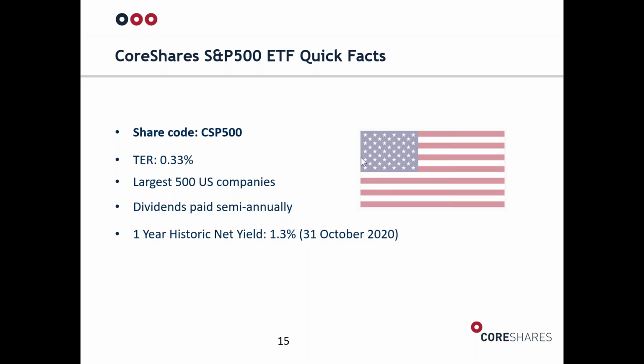So that 33 basis points would be sort of dripped off the value of your ETF every day over the whole year. It doesn't come as an annual charge. You wouldn't actually see it. It just gets drip fed off the value of your NAV day to day, or the price of the ETF day to day.